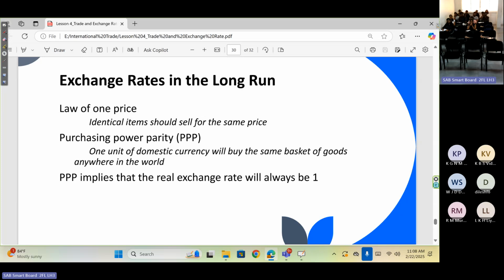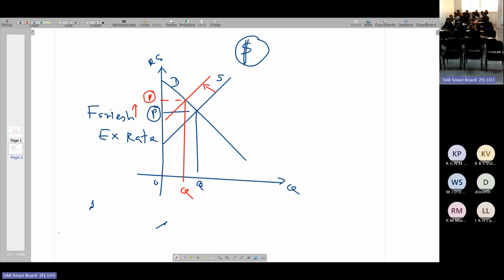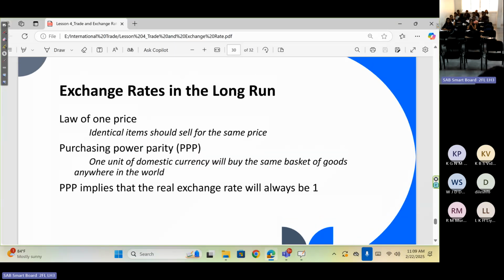How can we test that? By looking at the purchasing power parity. Regarding purchasing power parity, 1 unit of domestic currency will buy the same basket of goods anywhere in the world. So purchasing power parity implies that the real exchange rate will always be 1. For example, let's say the exchange rate is 100 rupees, right? $1 is 100 rupees.